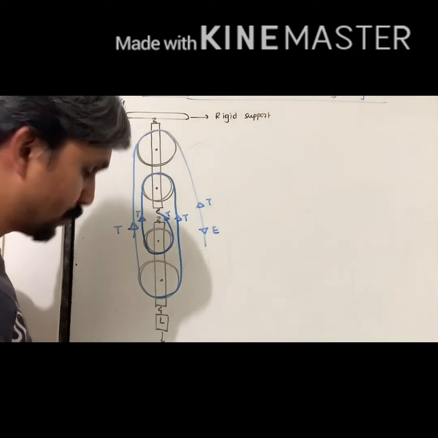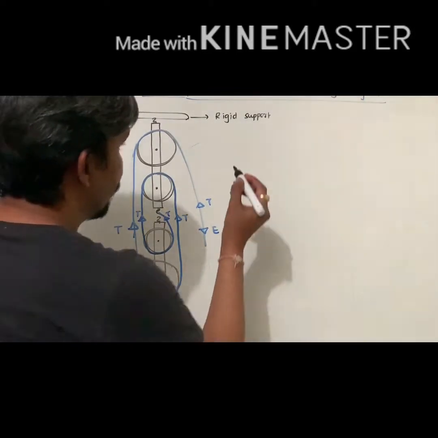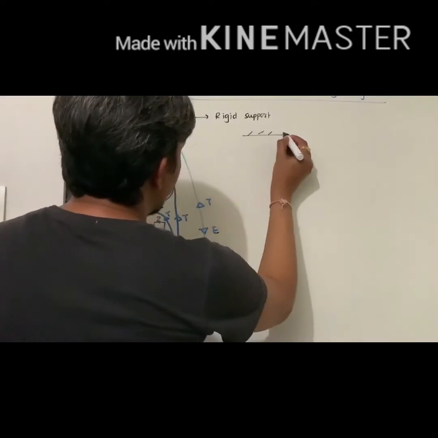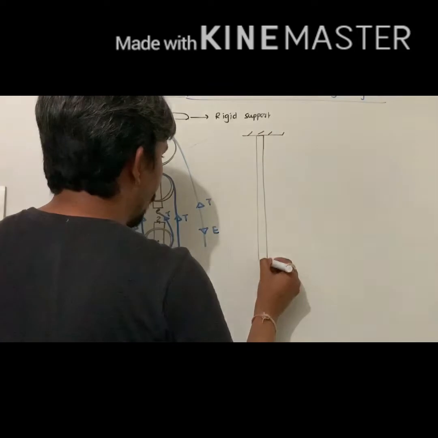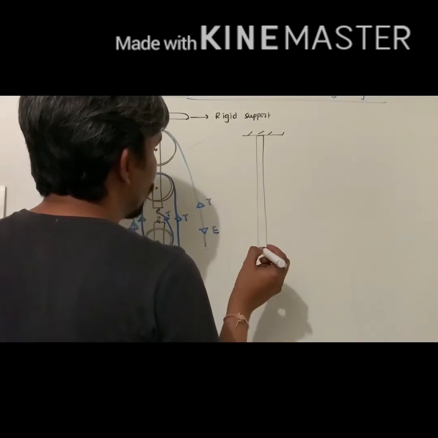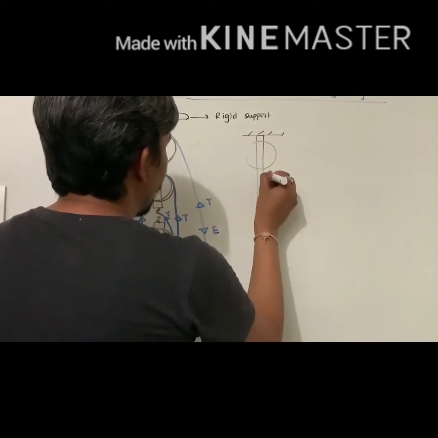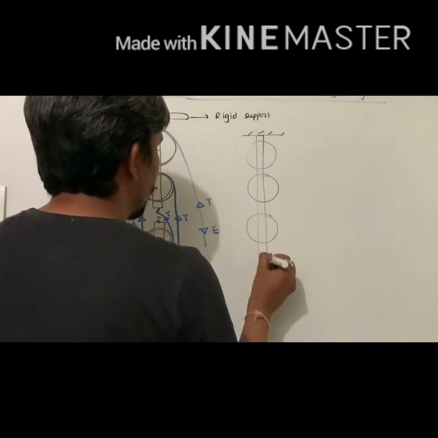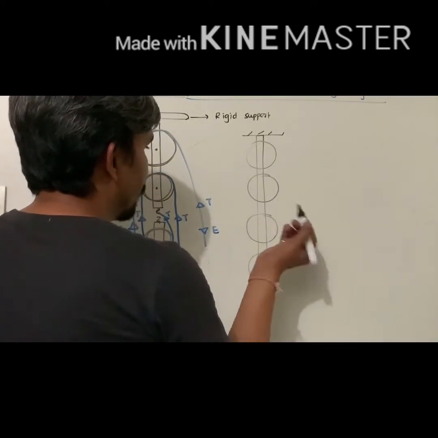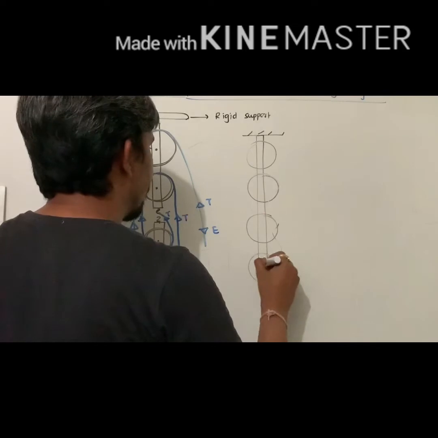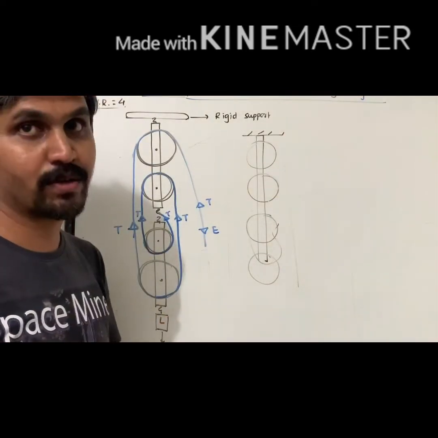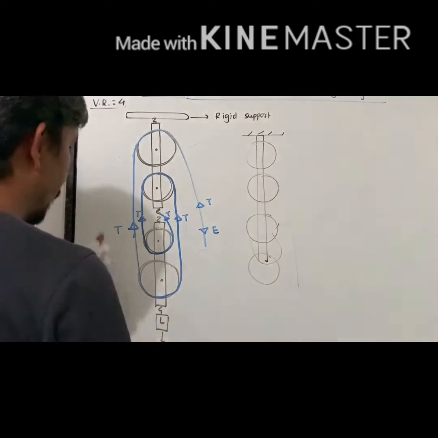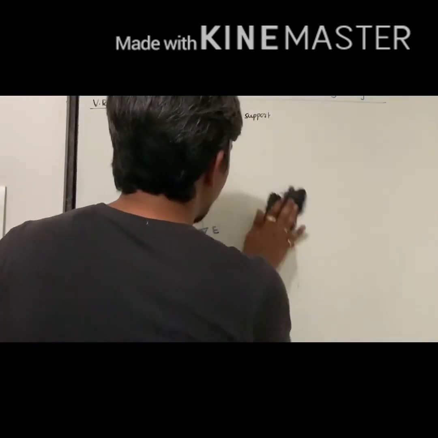Now when a student draws this diagram, they will do something like this. This is the rigid support. They will make one block without any hook. They will show this is one pulley, second pulley, third pulley and fourth pulley. And they will attach something like a string, whatever they will show. Now this is not the correct method to draw this diagram. The correct method is this, and here you have to use a scale.